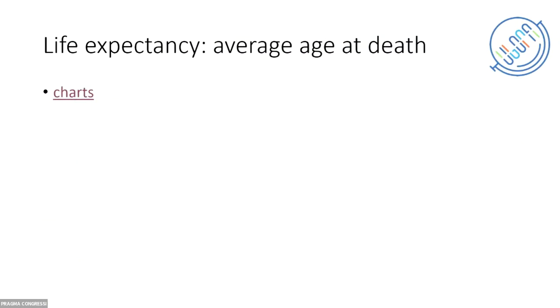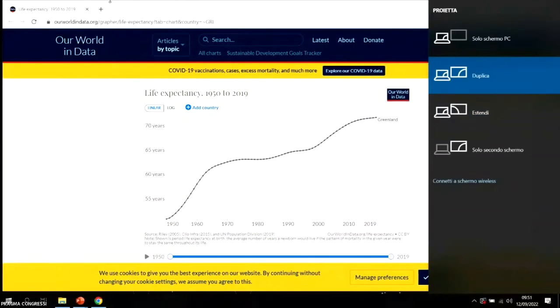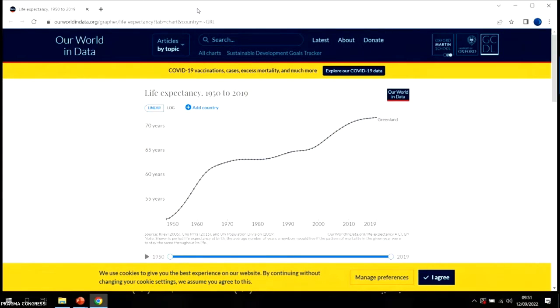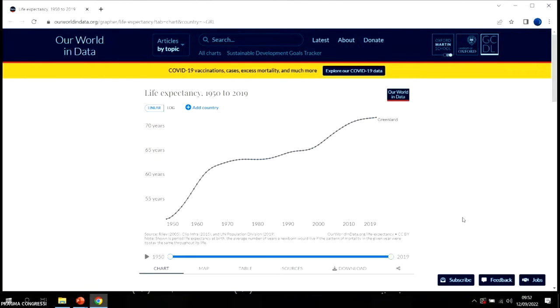So if you want to find data on life expectancy, which means data on how old the average age of death is in the world, this is a graph of life expectancy in Greenland, for example, from 1950 to 2019. And you can see, for example, how the life expectancy in Greenland has increased incredibly.